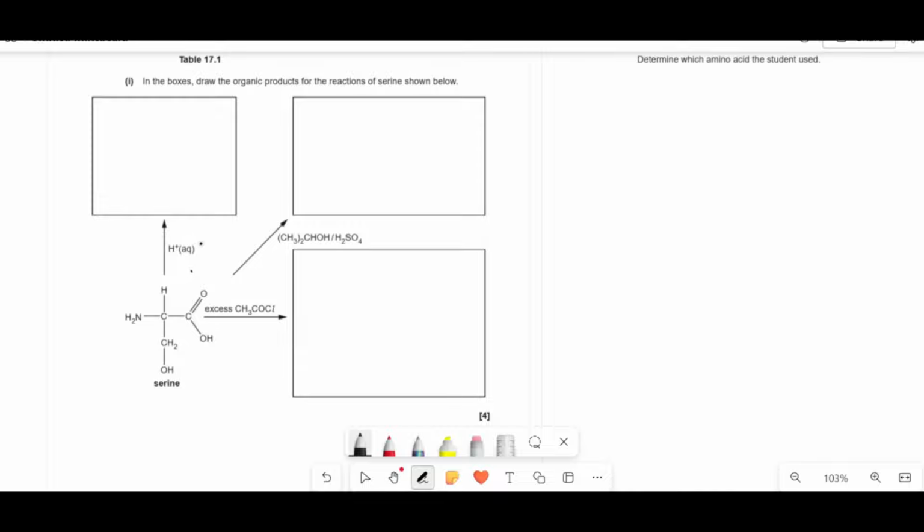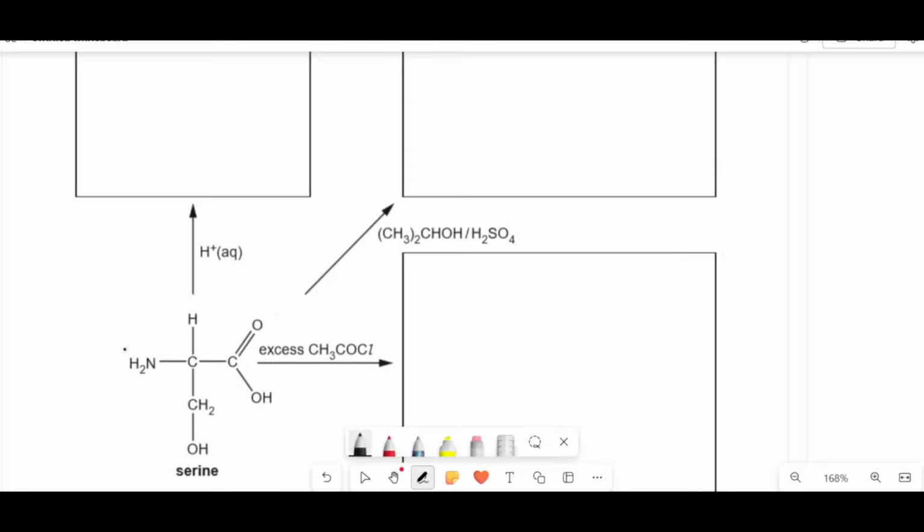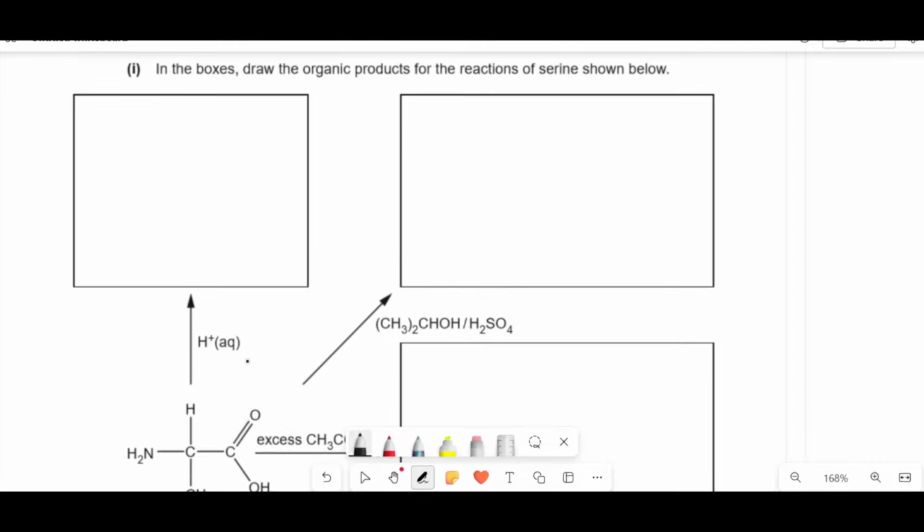Now we're adding H pluses. If you have lots and lots of H pluses, remember that this is an amine group, which means it can behave as a base, because it's got that lone pair that it can give to an H plus. Here, this is an acid. So if we're adding excess acid, it's not going to give out an H plus. It's going to accept a proton. It's going to act as a base, right?